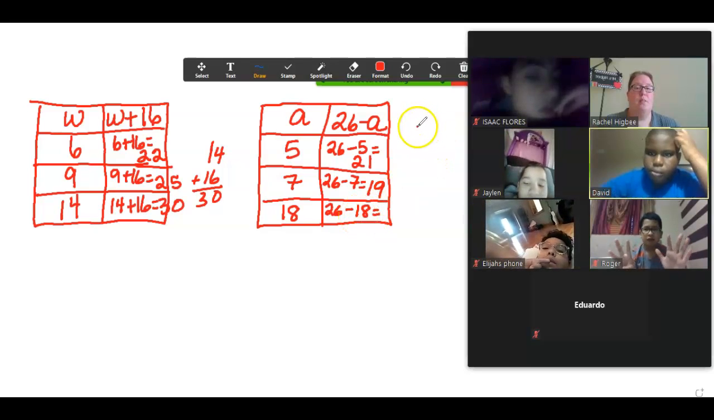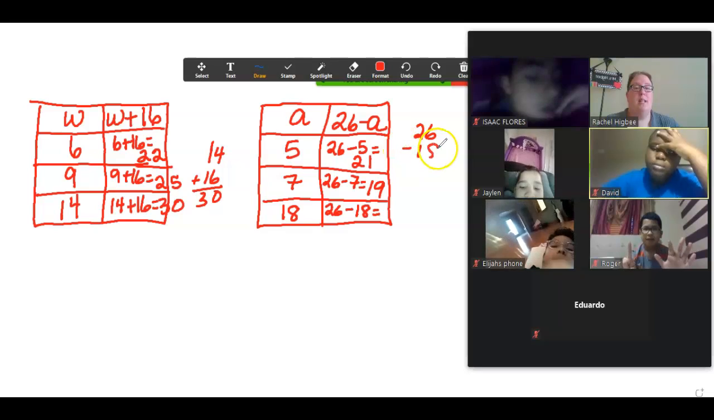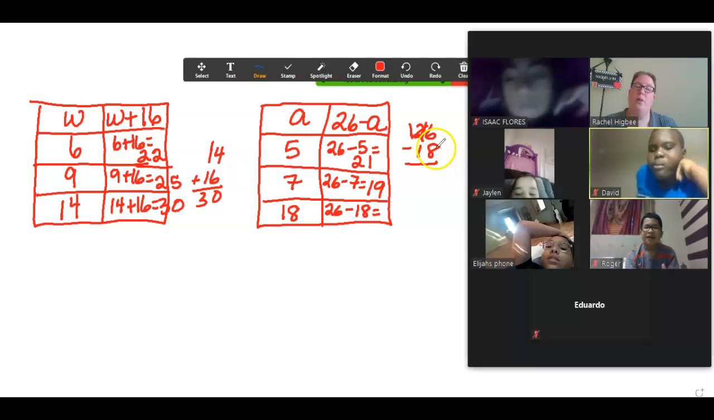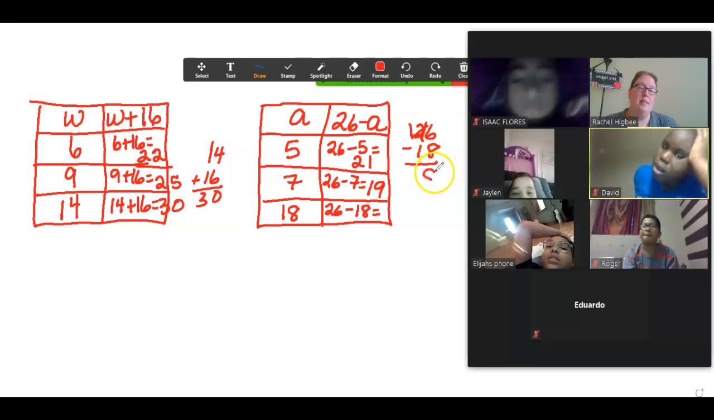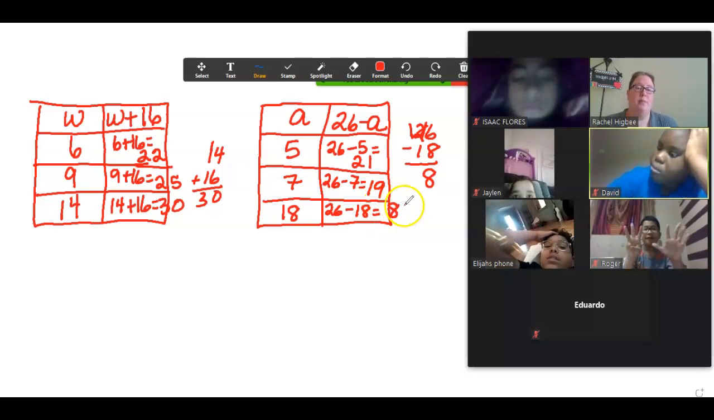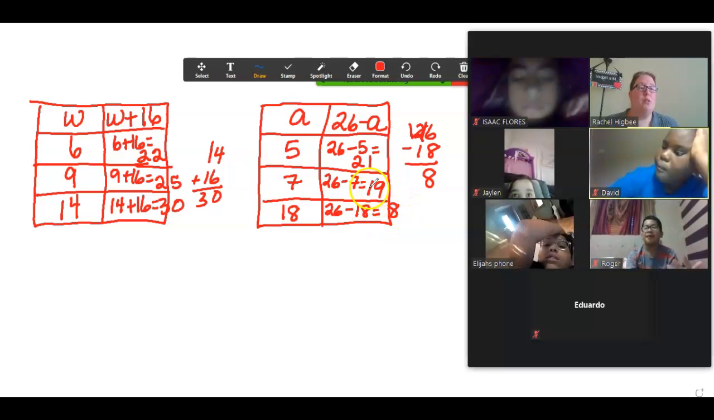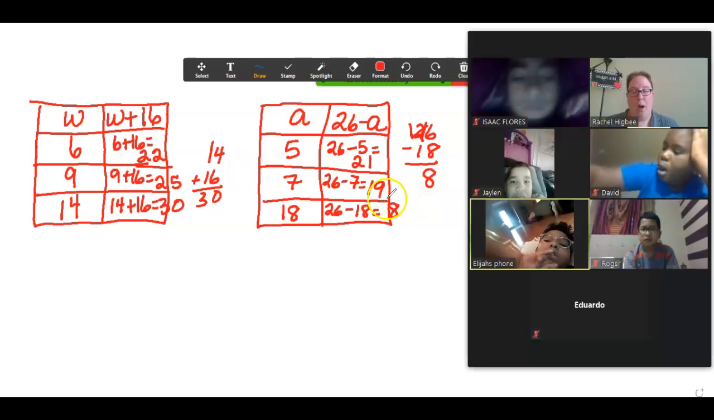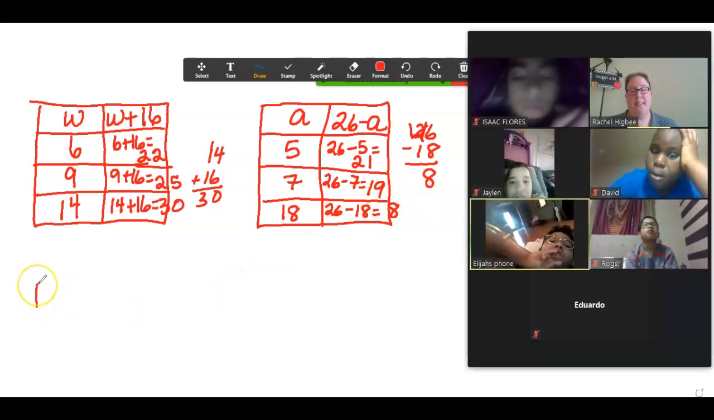Not 14. 26 minus 18, if I regroup. Because 16 minus 8 is 8, right? So it's actually 8. I know we're doing some mental math here, but when you do this for your quiz today, you're going to probably want to write out some of these problems. All right, so let's do another one.